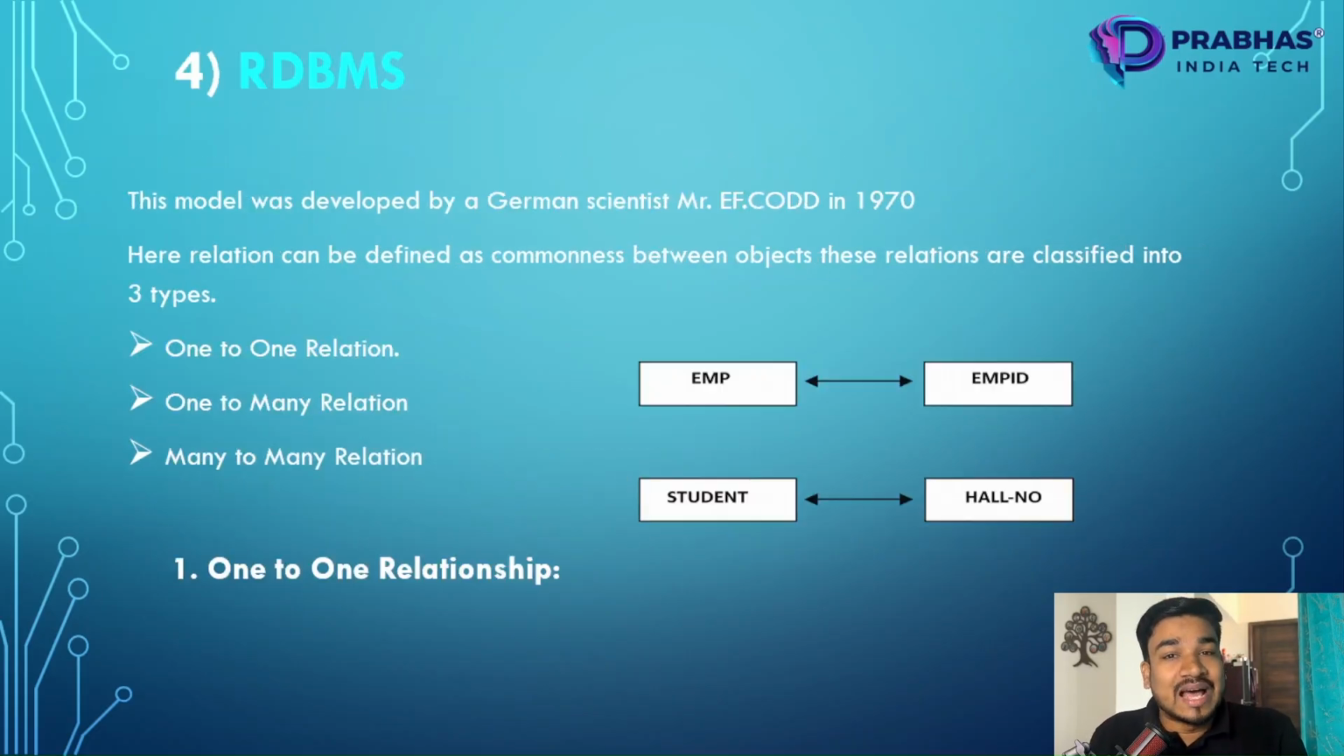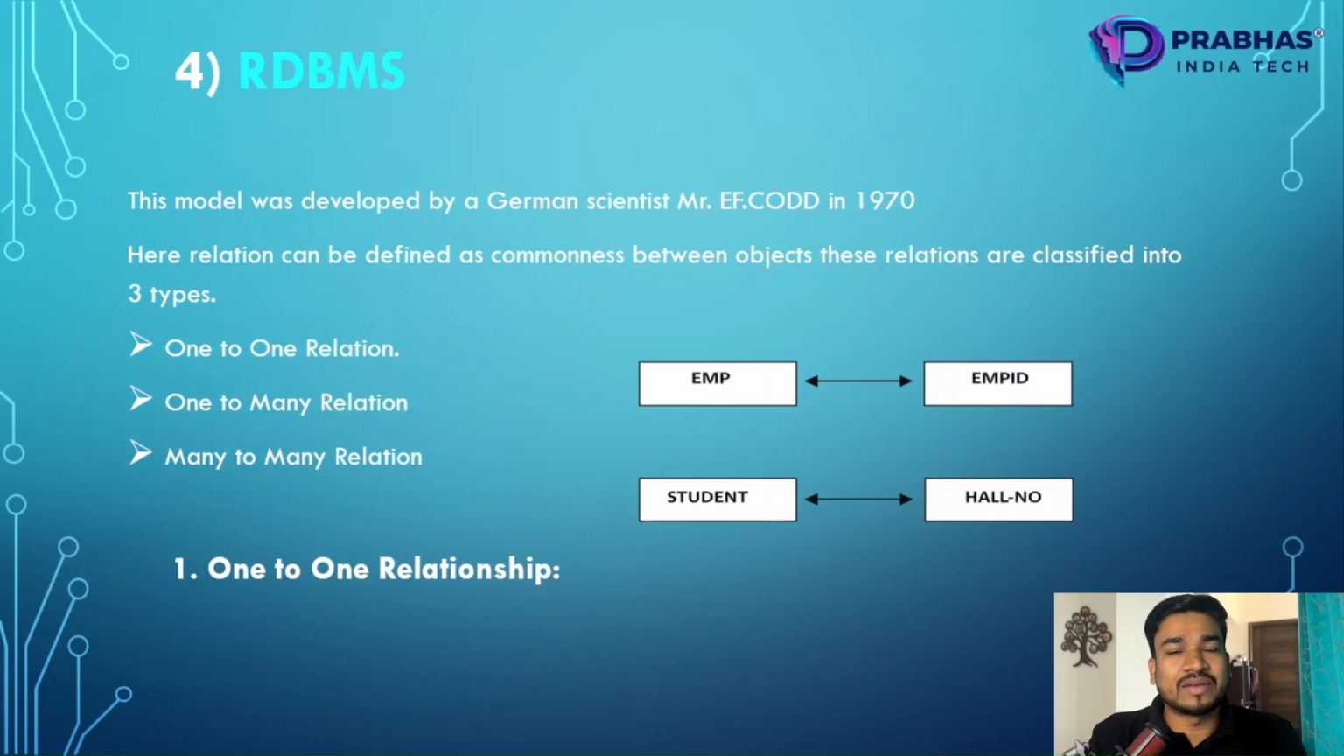The last one is the RDBMS system that we are using now. This system was developed by a German scientist, Mr. Codd, in 1970, which is after the network database management system. Here we have three types of relations: one-to-one, one-to-many, and many-to-many. We will first discuss the one-to-one relationship.